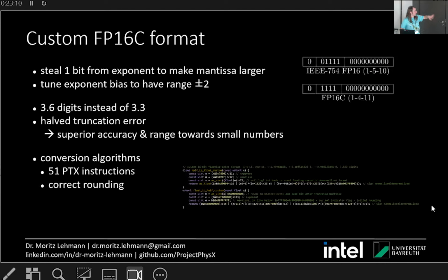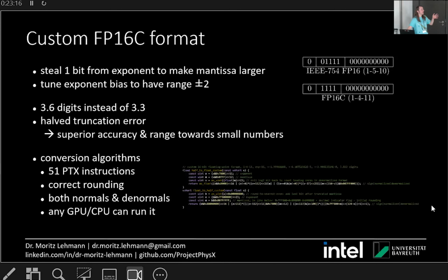So in terms of instructions in NVIDIA PTX, it's around 51 instructions back and forth, and it does correct rounding and both normals and denormals, and literally every hardware can run it. There's no arithmetic happening in the strange format, only the conversion, and the conversion algorithms are universally compatible.